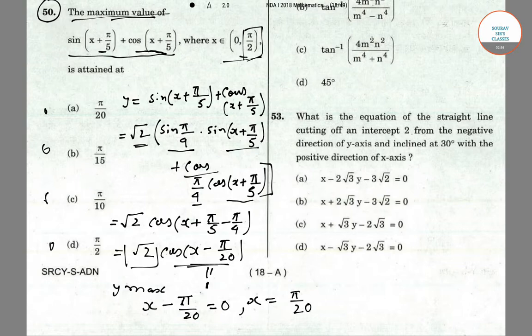So the maximum value of this, where x belongs to 0 to pi/2, we have simply put the value and we have found x equals pi/20. So I hope you guys have understood this question.